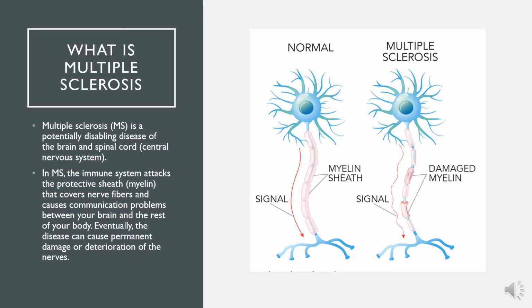Now that you've learned about cerebral palsy, let's talk about multiple sclerosis. What is it? So multiple sclerosis, also known as MS, is a potentially disabling disease of the brain and the spinal cord, so your central nervous system. In MS, the immune system attacks the protective sheath that covers nerve fibers and causes communication problems between your brain and the rest of your body. Eventually, the disease can cause permanent damage or deterioration of the nerves.